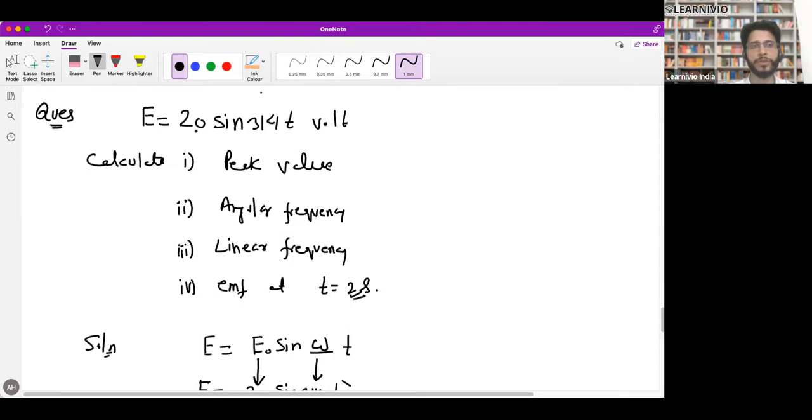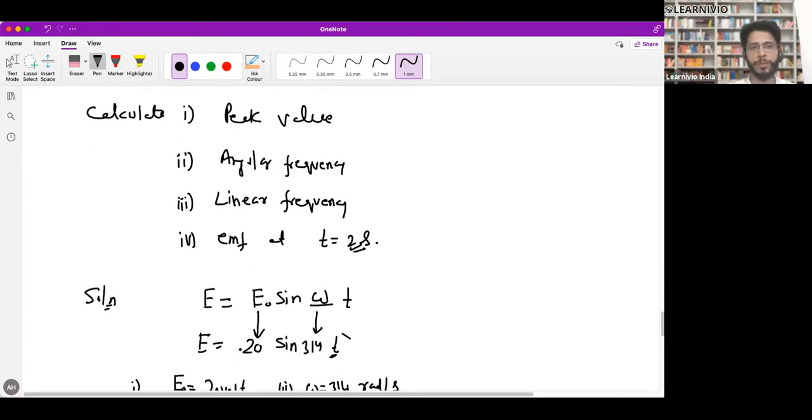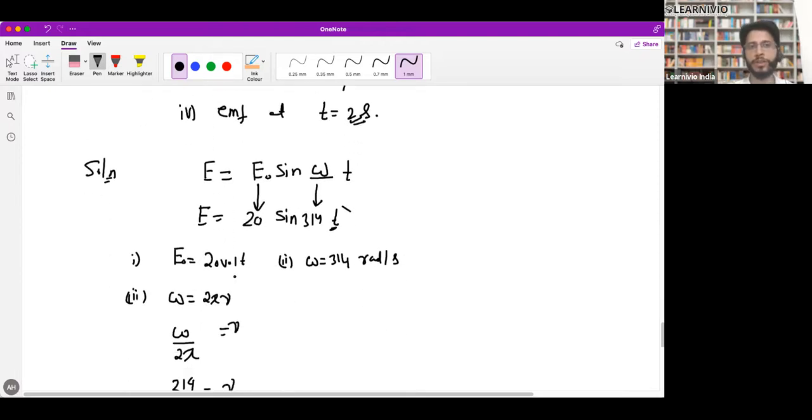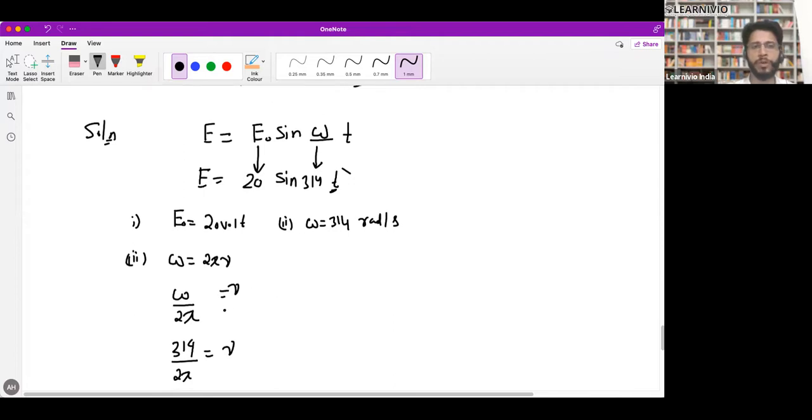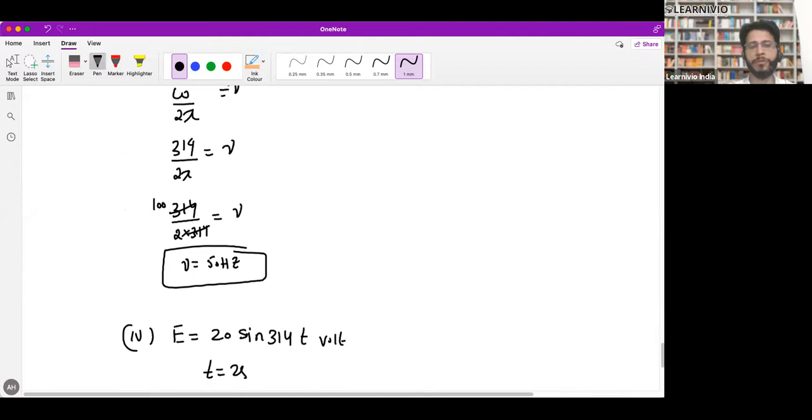Like when I give this equation numerical, E is 20 sine 314 t volt. You're supposed to calculate peak value, angular frequency, linear frequency, and EMF. So E is E naught sine omega t, E is 20 sine 314 t. When you compare them, instead of E naught, you are using 20. Instead of omega, you are using 314. So you can write E naught as 20, omega as 314. Once you have omega, you can calculate frequency. It's omega by 2 pi. The next part, he asks you to calculate EMF at t equal to 2 seconds.